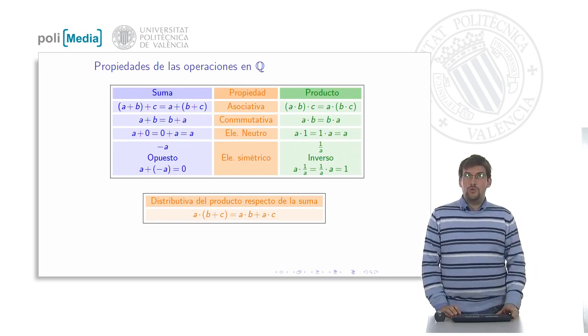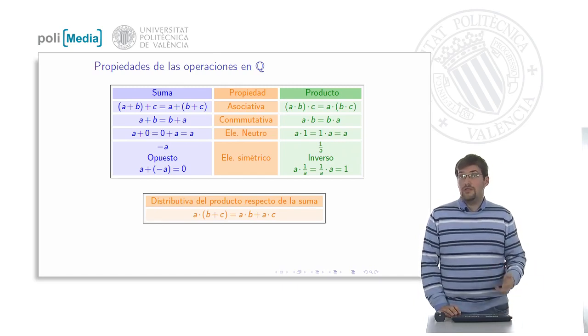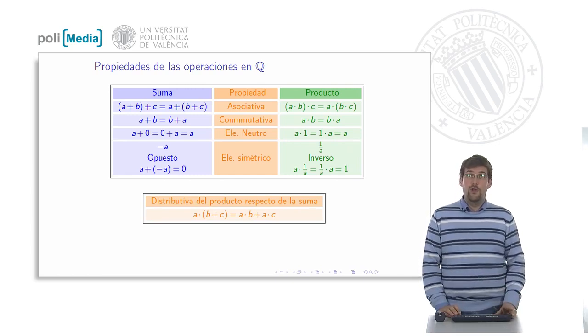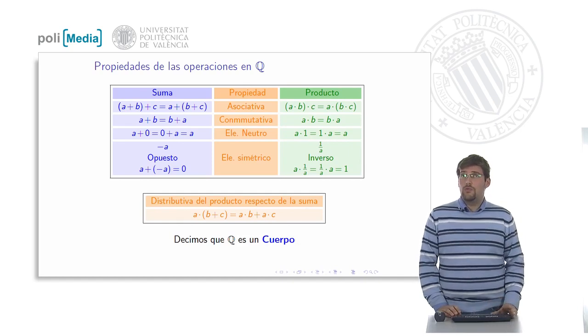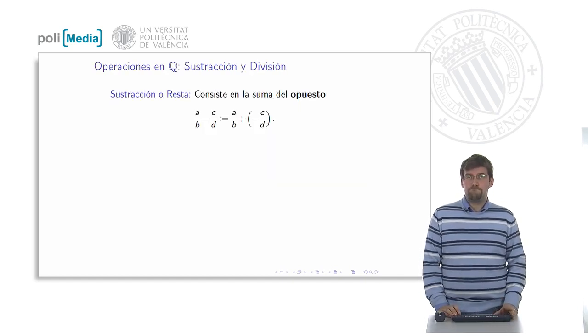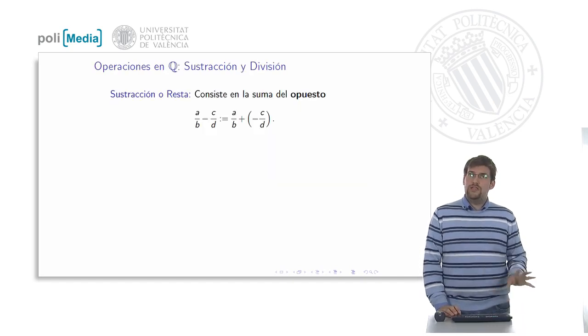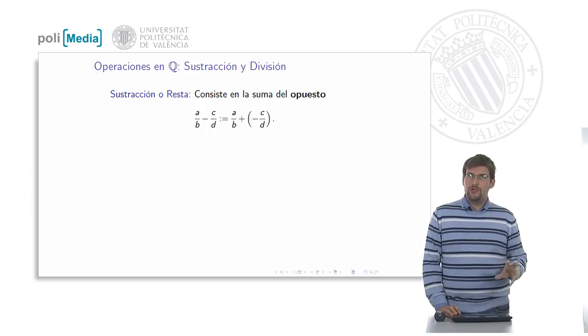When a numerical set possesses two operations with these exact properties, it is referred to as a field. Hence, we usually speak of the field of rational numbers. Once we have the existence of the additive inverse and the multiplicative inverse, we can define the inverse operations for addition and multiplication.